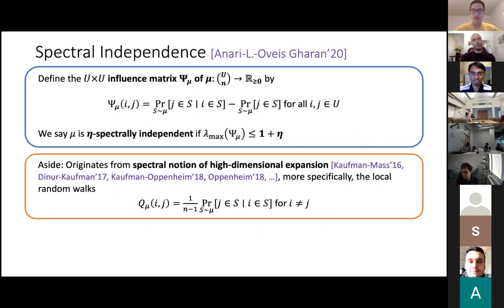Okay. So I'm not going to need to use this notion of high dimensional expansion or these local walks later in the talk, but I did want to just mention that there is this connection. This is kind of how we came to this notion of spectral independence, and you can view all this through the lens of spectral expansion.